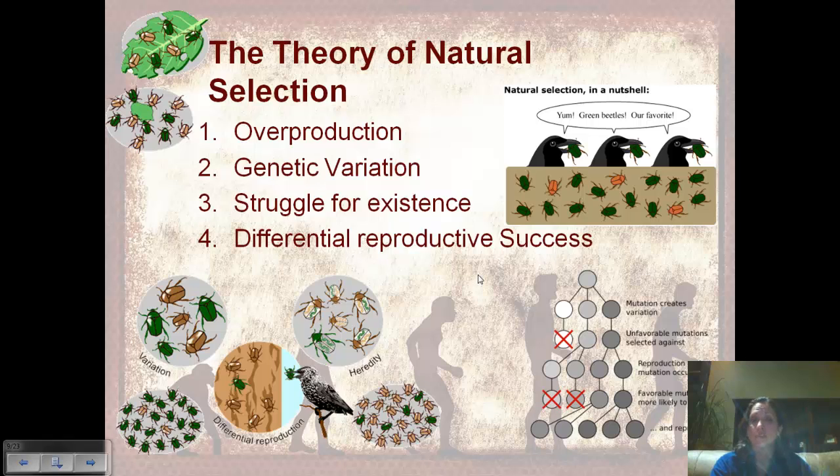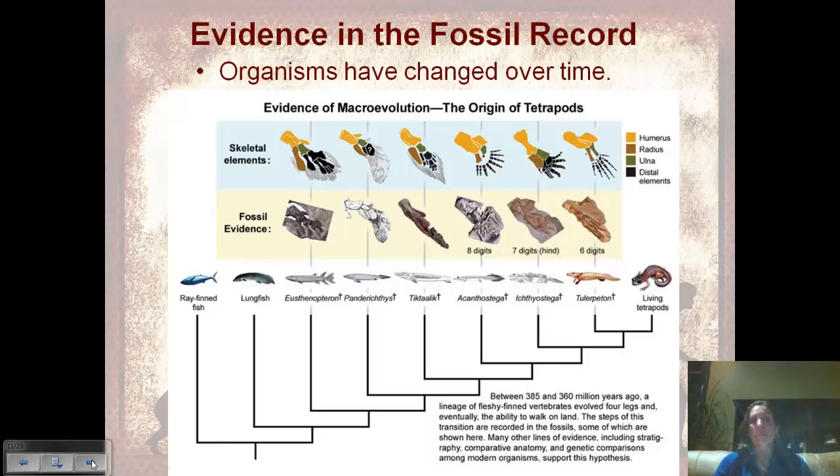Some are more successful than others. So that is natural selection. Okay, there's lots of evidence that this has happened, and we're going to look at a bunch of those. We'll start with evidence in the fossil record.